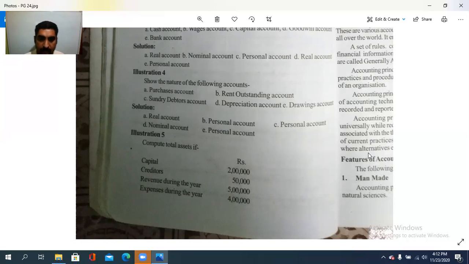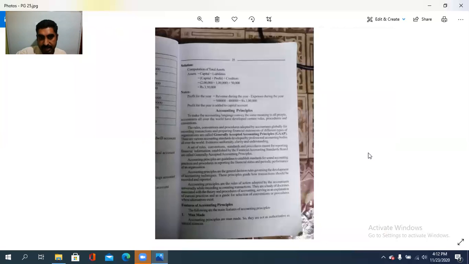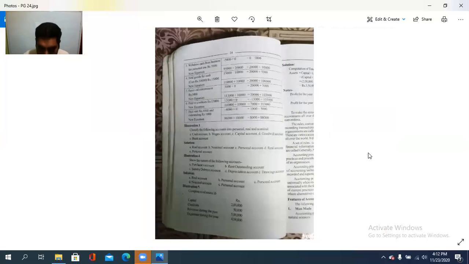Another problem: capital is 2 lakh, creditors are 50,000, revenue during the year, that is the sales during the year, is 5 lakh, and the expenses during the year are 4 lakh. So what we require is the calculation of total assets. How is the total asset to be calculated?